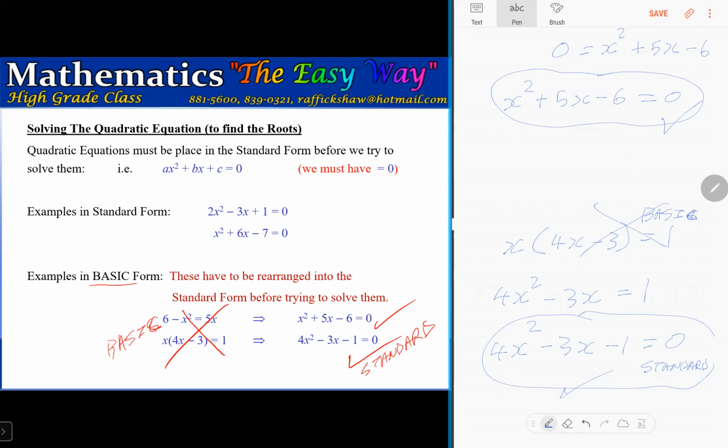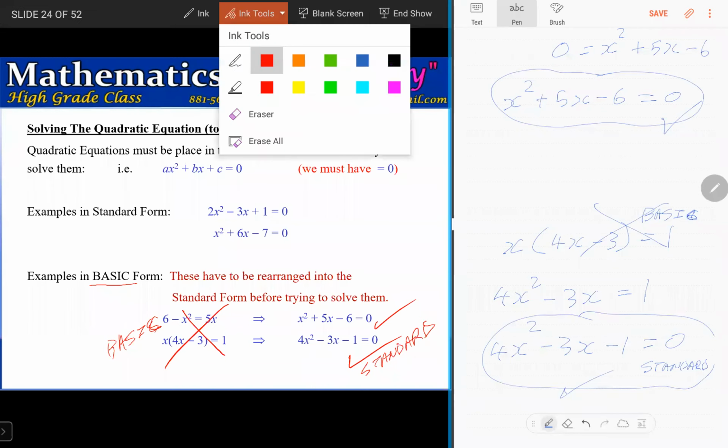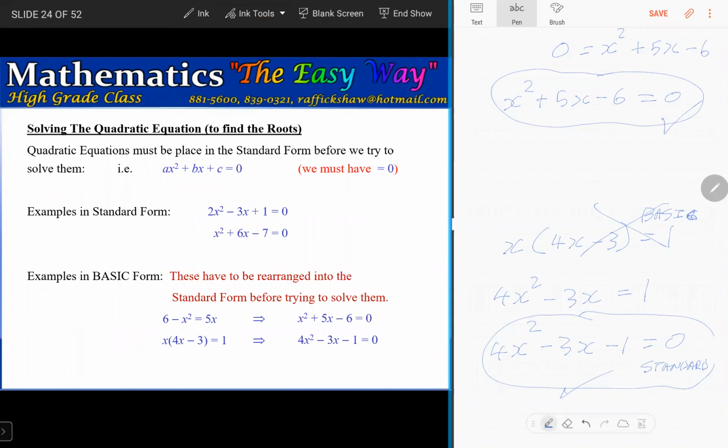All right, so let's move on now. So the question now is, what are those methods to solve them? Next slide.